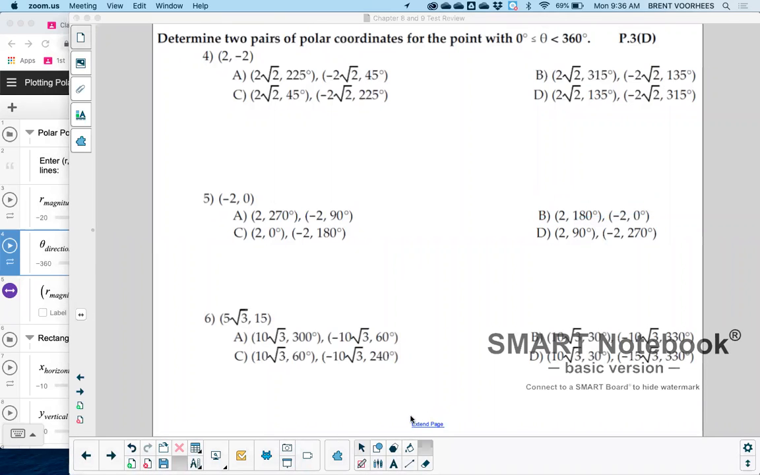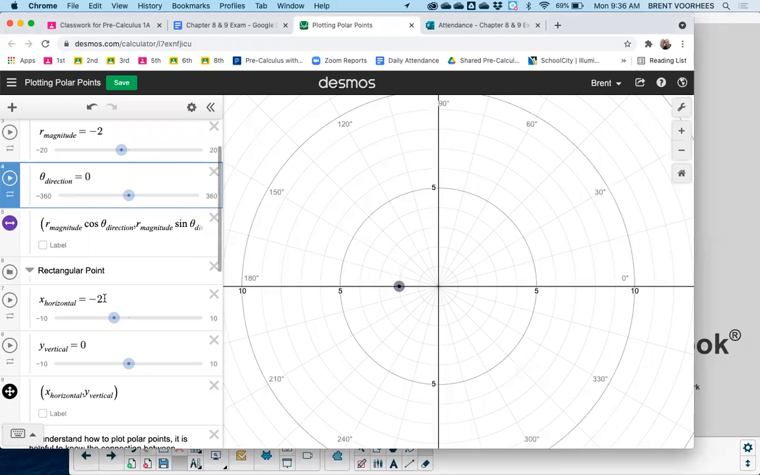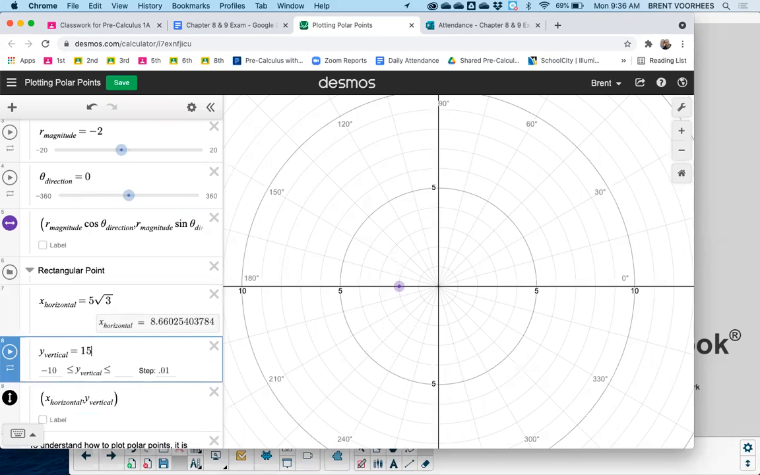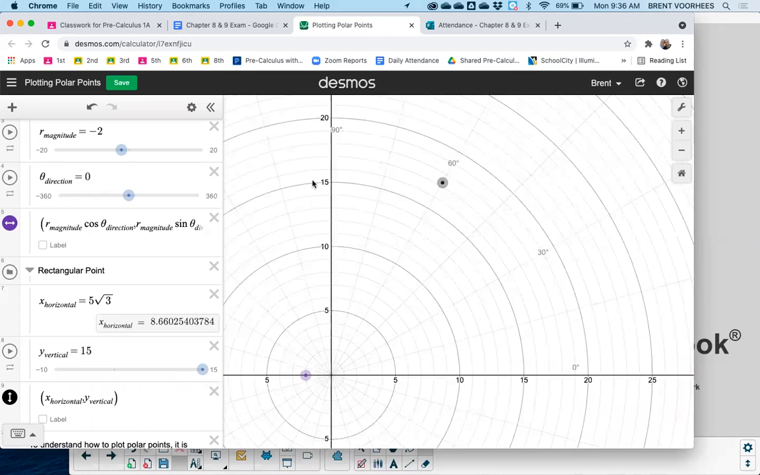All right. Now let's try number 6. We have 5 square root of 3, comma 15. That's a rectangular point. When I zoom out a little bit, I see this point. To use the cheat, I see it's on 60 degrees, and you could count how many circles out there it is. So this is 15th circle, this is the 20th circle. So if this is 15, 16, 17, it looks like it's going to be between 17 and 18 on 60 degrees. Oh yeah, that won't show me anything.